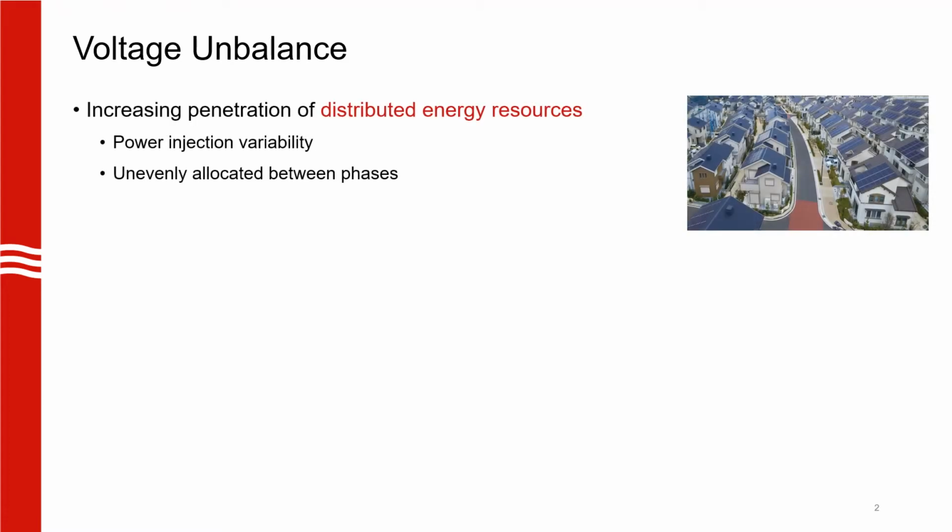As you all know, in the recent past there has been a growing penetration of distributed energy resources like rooftop solar PV. Now there is uncertainty associated with power injection of such resources, and typically they are not allocated equally between the three phases in the grid. So this gives rise to a power quality issue called voltage unbalance.